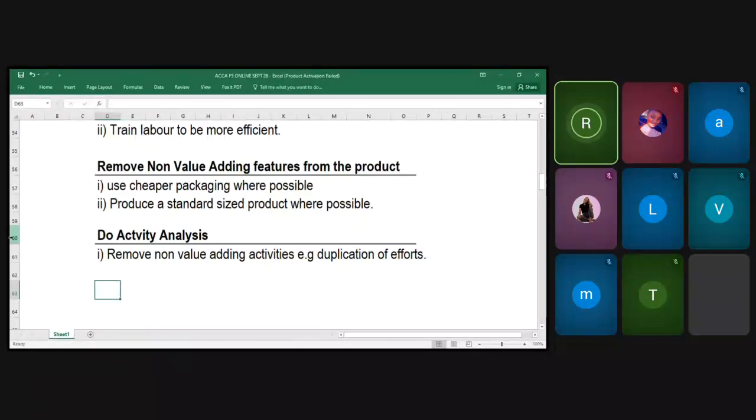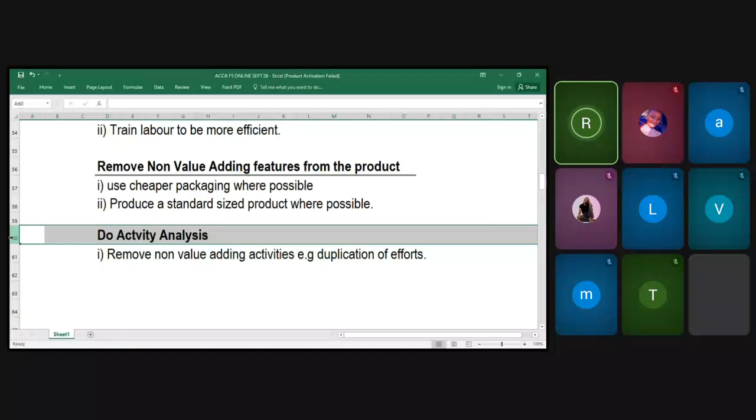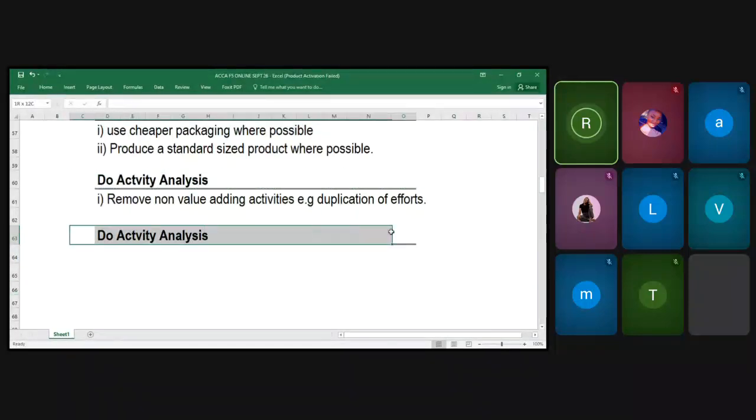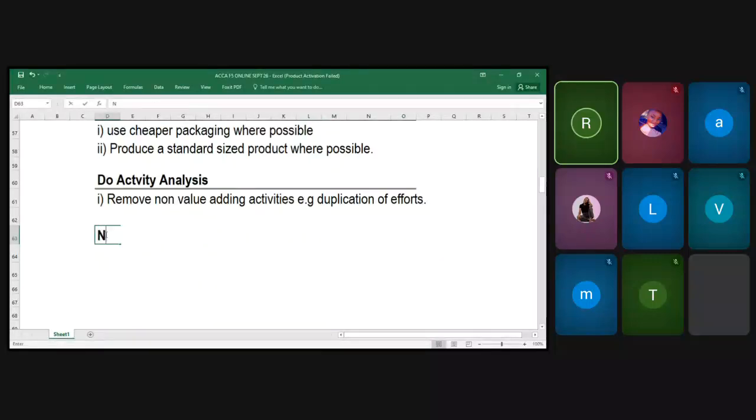Another item is, I'm going to bold these ones because they do not have much notes here. We are just going to have one line each. Negotiate cheaper rentals. If you are renting machines, factories and warehouses and etc., you can negotiate so that the landlords will charge a lower price. This may not be permanent. It is a temporary measure.